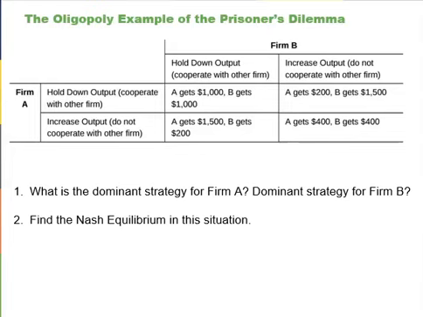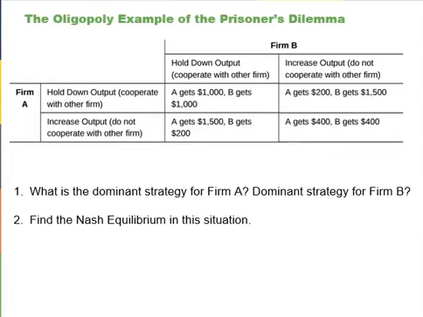The table on the screen shows the prisoner's dilemma for a two-firm oligopoly, known as a duopoly. If firms A and B both agree to hold down output, they are acting together as a monopoly and will each earn $1,000 in profits. However, both firms' dominant strategy is to increase output, in which case each will earn $400 in profits. Can the two firms trust each other?